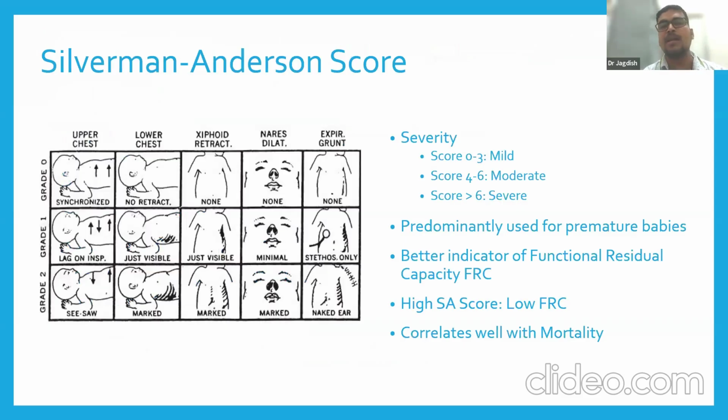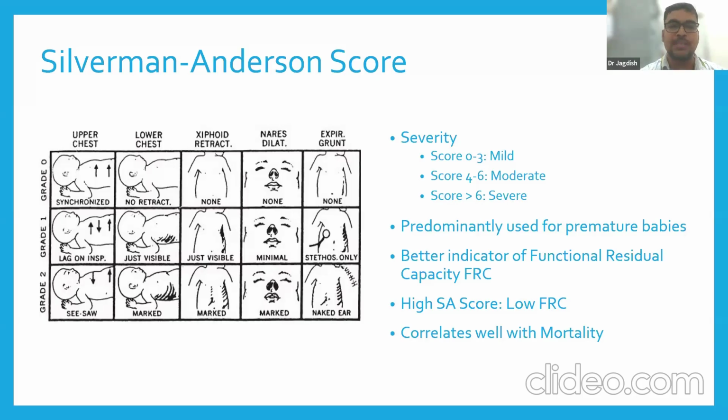Coming to the Silverman-Anderson score, it is predominantly used for premature babies, and the SA score is a better indicator of the functional residual capacity or the alveolar opening. So a high SA score tells us that the alveoli are more collapsed or there is low functional residual capacity, and it correlates well with mortality. If you look at the SA score, there are 5 points that we need to observe, and the score is 0, 1, and 2.